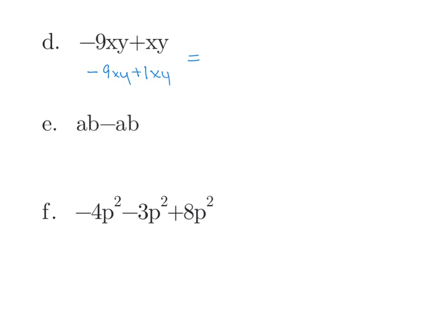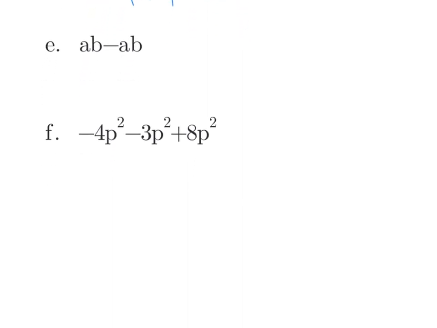If we combine our numbers, negative 9 plus 1, they have different signs, so we are going to subtract. Keep the sign of the larger number. This becomes negative 8, and I keep my xy. Final answer is negative 8xy.